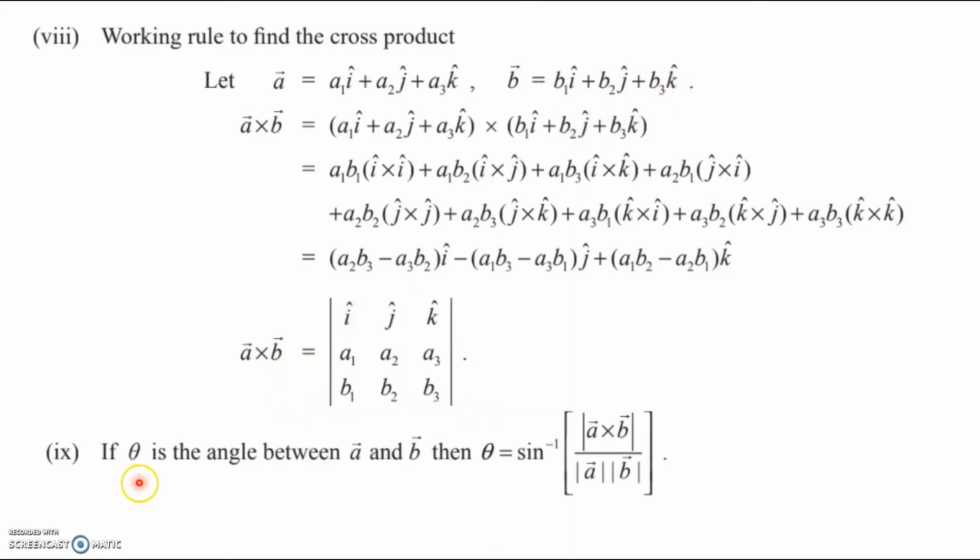Further, we can extend the cross product to find the angle between the two vectors. So if theta is the angle between a and b, then theta is equal to sine inverse of the magnitude of the cross product of a with b divided by the magnitude of a vector multiplied by the magnitude of b vector.